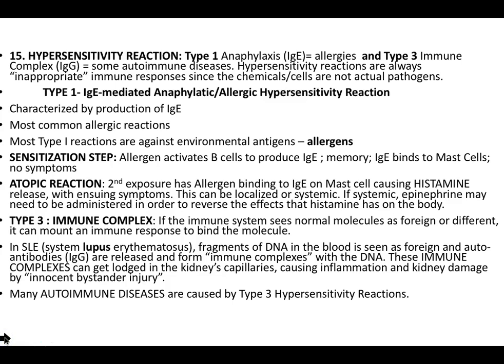All right, so what do we need to know for the exam? There are inappropriate immune responses. Usually the immune system is fine. Sometimes it's inappropriate. I want you to know type 1 hypersensitivity reaction and type 3 hypersensitivity reactions. There are 4. We're just going to do 1 and 3 for this exam.